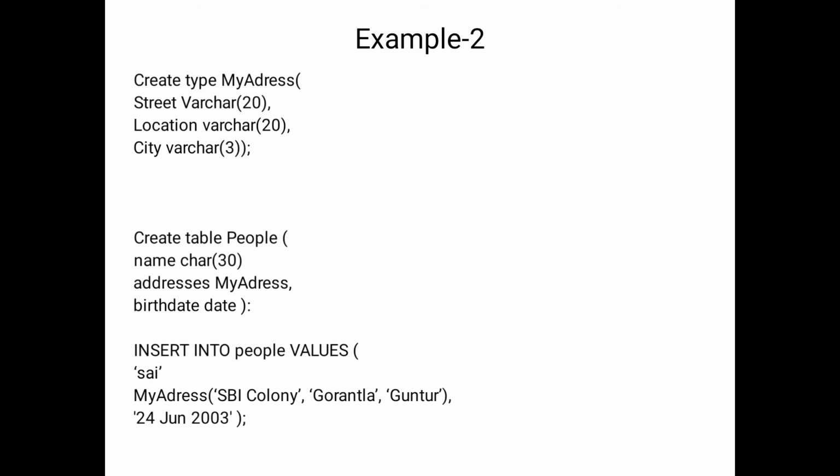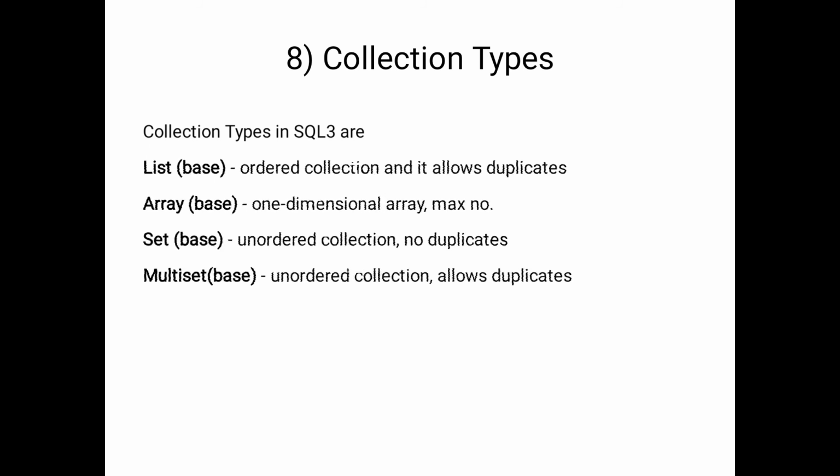Okay, so now we will move to the last feature, that is collection types. Here we have four different types of collections available in SQL3. A collection, it collects something. The first one is list, the second one is array, then set and multi-set. Now we will see what is the difference between these four. Utilization is the same for all.